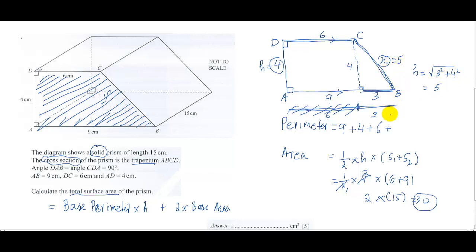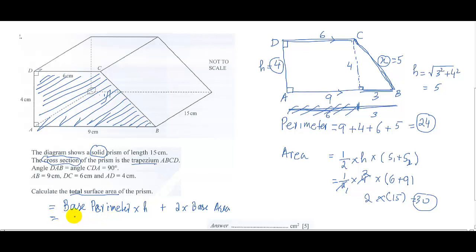So it means the perimeter is 9 plus 4 plus 6 plus 5, which is 10, and 10 plus 9, 19, and 19 plus 5 is 24. 24 is the perimeter. Now we have the perimeter as well as the area of the cross section. The cross section is called the base. So let's plug in the values here.